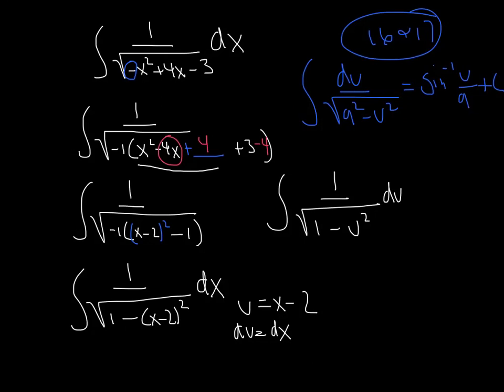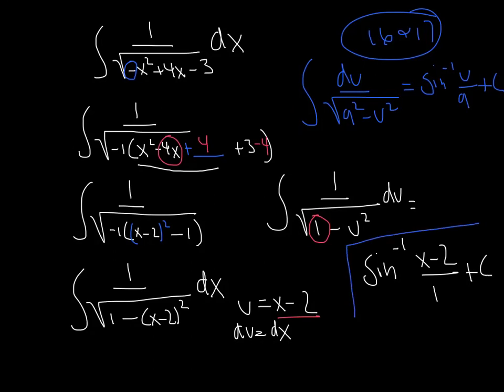And so our a is simply 1. You have to watch for that because if this was, say, 9, a would be 3. Alright, so we can write our final answer as the inverse sine of u, which we called earlier to be x minus 2. So it's going to be x minus 2 over a, which is 1. So it's just going to be x minus 2 plus a constant. And that is the end of this extremely long video. Alright, we will practice tomorrow more of these techniques in class.